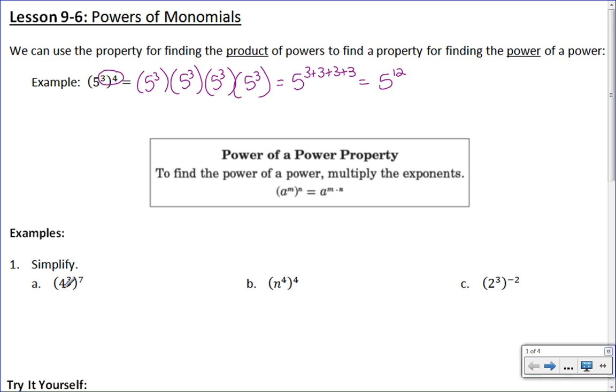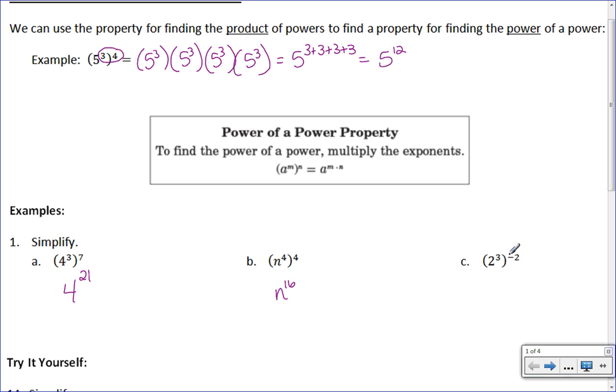Simplify each one. So 4 to the third to the 7th. We will multiply the two exponents, and we end up with 4 to the 3 times 7 is 21. Here we multiply the two exponents, we have n to the 4 times 4 is 16.